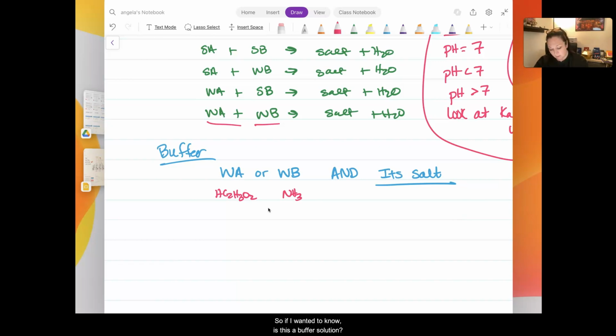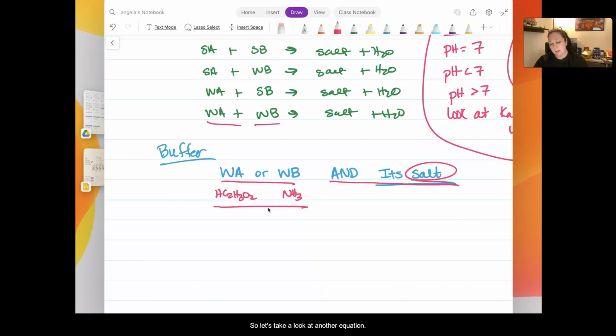So if I wanted to know, is this a buffer solution? The answer is no. I have a weak acid and I have a weak base. That's not a buffer solution, because in order to be a buffer, I have to be one or the other, and its salt. What the heck is a salt? Remember, salt is an ionic compound, right?